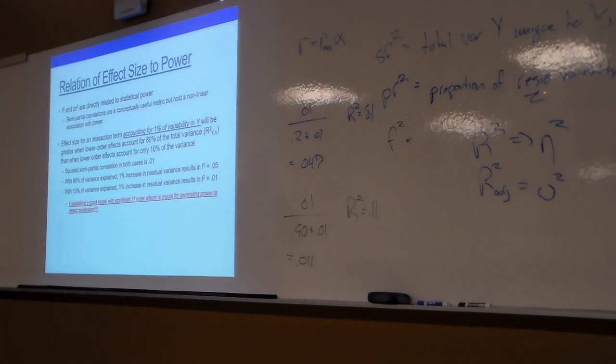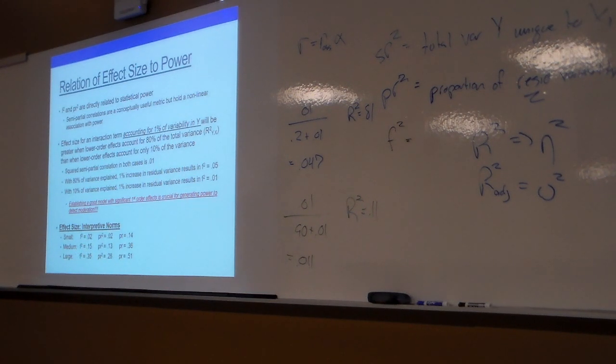So, you always want to establish a model where your first order effects are accounting for maximum variability in your outcome, so long as those predictors aren't all correlated 0.9 with one another.